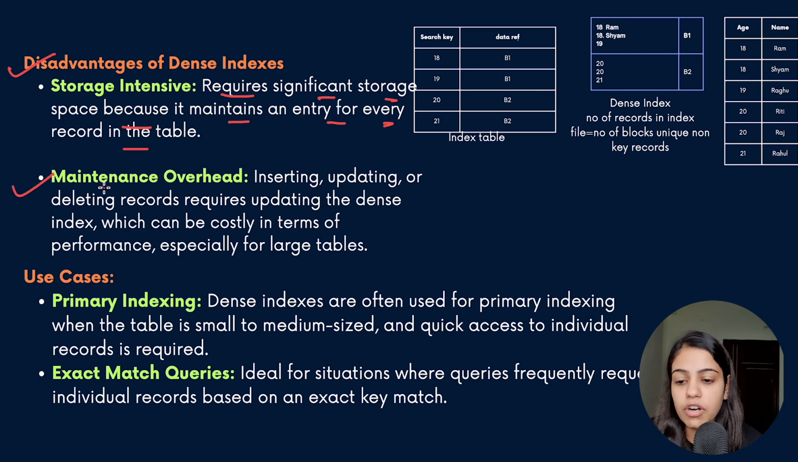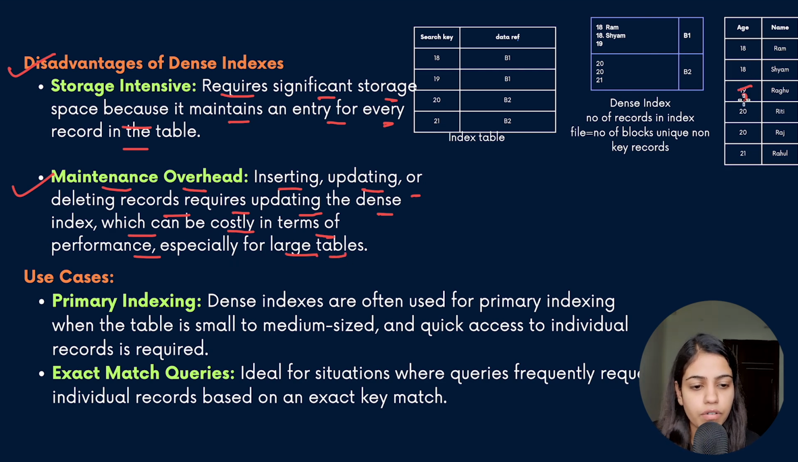Now coming to the next point, there is maintenance overhead. Inserting, updating or deleting records requires updating the dense index, which can be costly in terms of performance, especially for large tables. Consider in this table, now Raghu has turned 20. We have updated the value of Raghu's age to 20 here, but we need to update it in the index table as well, because otherwise it will be pointing to a wrong block pointer. Because of this, these operations are very expensive.